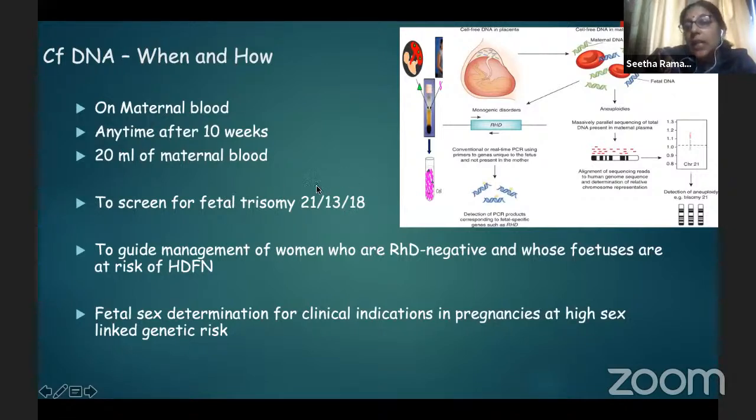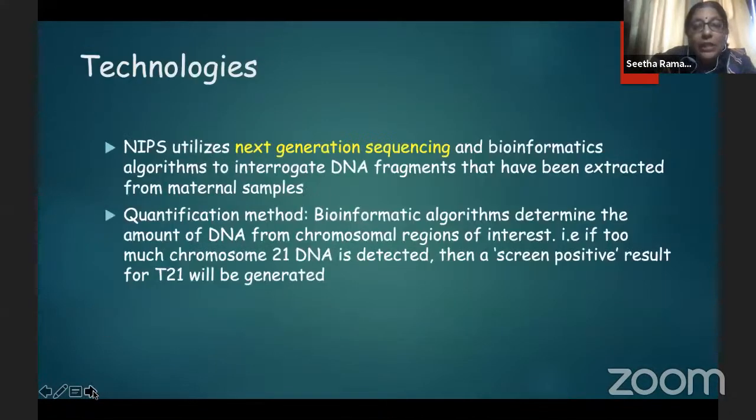And it was basically started off, and it's still very good, as we would see, for the common trisomies like 21, 13, 18. And it actually was started off to guide the management of women who are Rh negative, but it's still not being done. But if that could be done, it would save these Rh negative mothers a lot of screening and monitoring as we do, but that's a different thing we're not discussing here. And of course, fetal sex determination in cases of pregnancies at high risk of sex-linked genetic disorders.